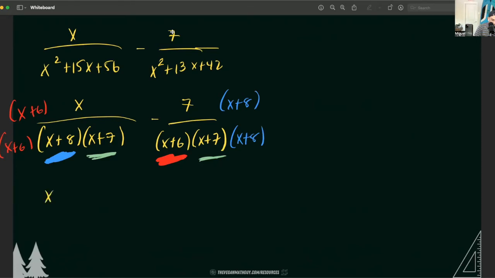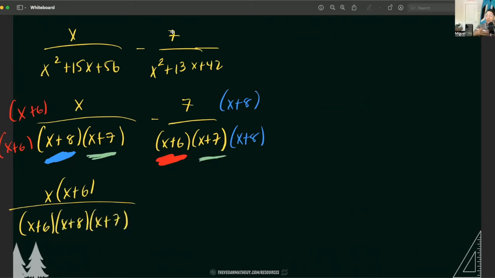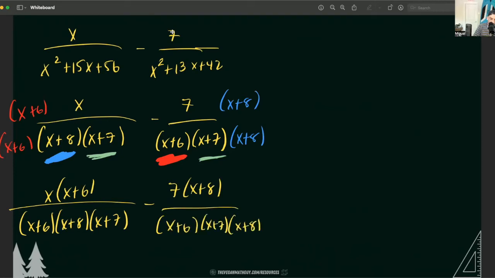So let's simplify that first. I have x times x plus 6 all over x plus 6 times x plus 8 times x plus 7. A little long, but this is why I keep saying just leave it factored out. Don't try to do anything to the bottom. Leave it like that. Minus, and now that second fraction is 7 times x plus 8 over x plus 6 times x plus 7 times x plus 8. Ooh, sounds like a lot of work, huh?